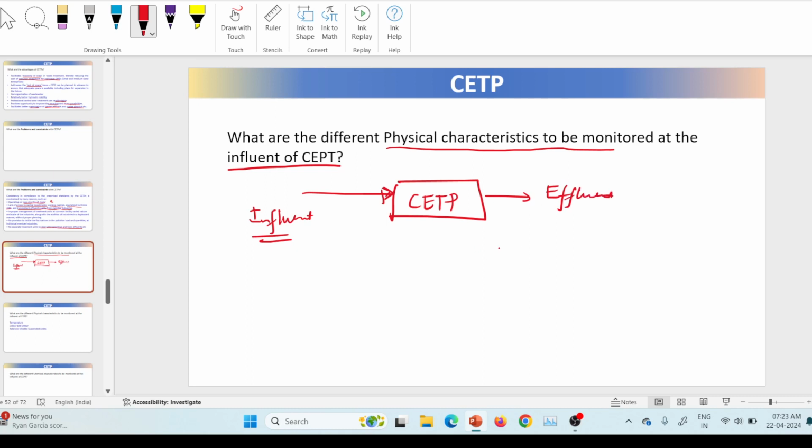So based on the influent and effluent characteristics, we have to treat the wastewater. Effluent, influent. So what is the gap? The difference between the influent characteristics and the effluent characteristics is the gap. That gap we have to treat.